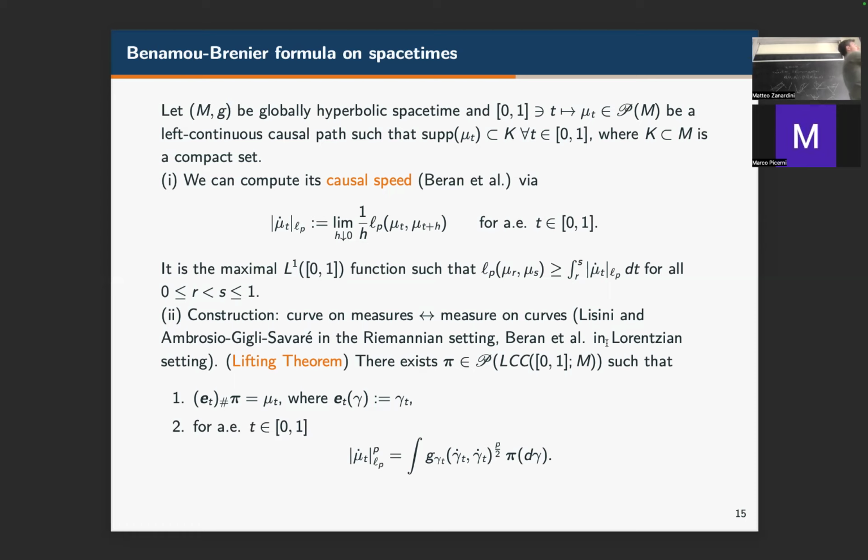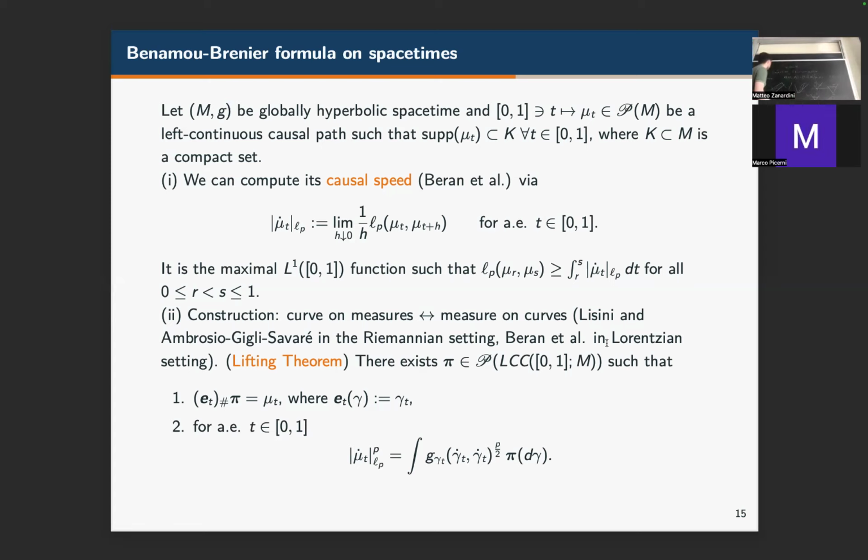So the measure at time t, where e_t is just the function that from a curve returns the curve at time t. We have a set of curves in the support of pi, and we look at them at time t. This is precisely mu_t. Second, the causal speed raised to the power p is precisely equal to the average of the Lorentzian velocities of the curves gamma at time t, averaged with respect to this measure pi.